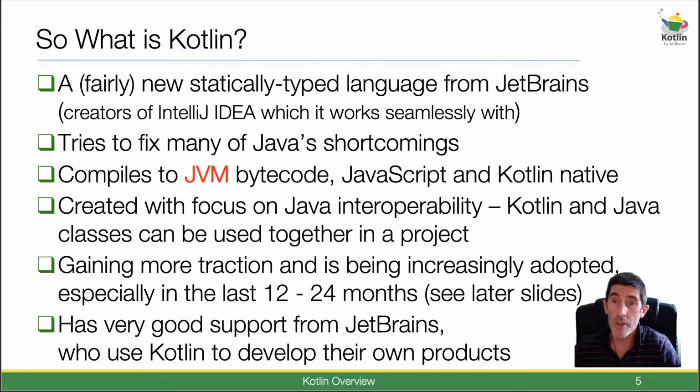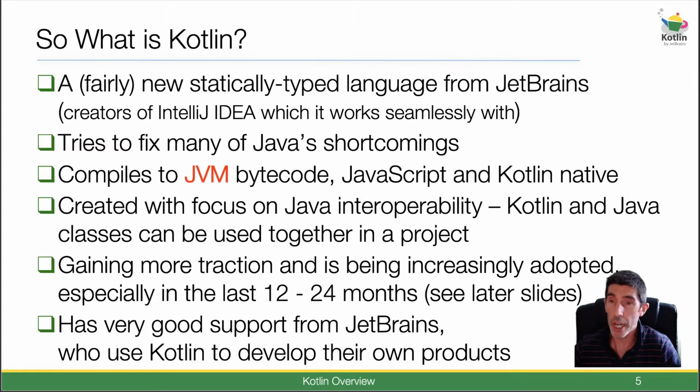It compiles to JVM bytecode, JavaScript and Kotlin native. So we're not just restricted to building Android apps with Kotlin, we can use it in a lot of other different types of applications. It's created with a focus on Java interoperability. Kotlin and Java classes can be used together in a project. We will look at this in more detail in later sections, but suffice to say that we can't mix the code itself, but we can mix the resulting classes that are produced from the code, which is very useful.